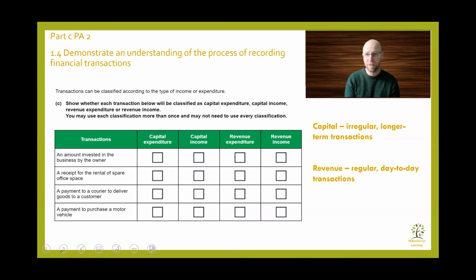And revenue transactions are those regular day-to-day transactions. Those transactions that are sales, purchases, expenses. Okay, so when you understand that, this question is an absolute given. You should be able to get this one right every time. Now, the question says transactions can be classified according to the type of income or expenditure, so capital or revenue. Show whether each transaction below will be classified as capital expenditure, capital income, revenue expenditure, and revenue income. And you may use each classification more than once and may not need to use every classification. So watch out for that.